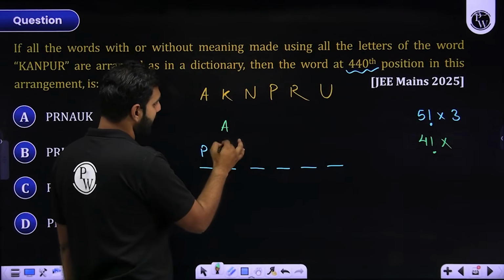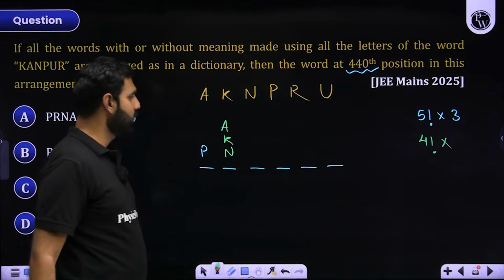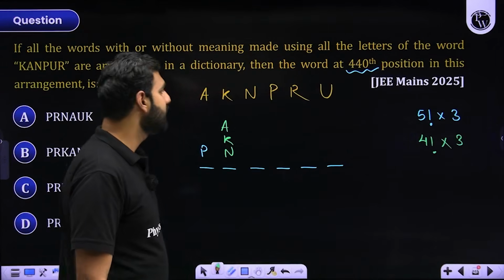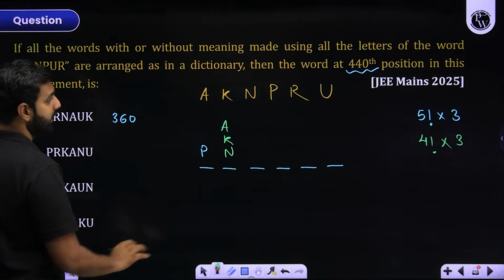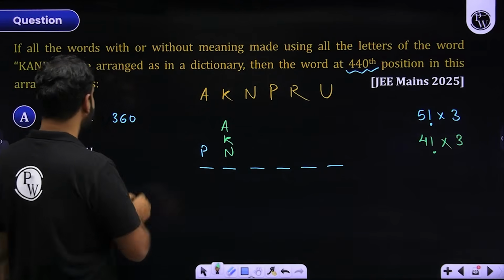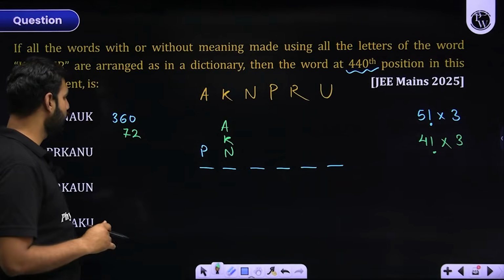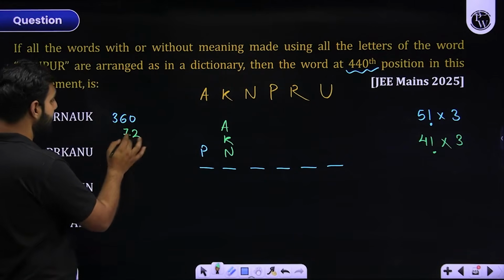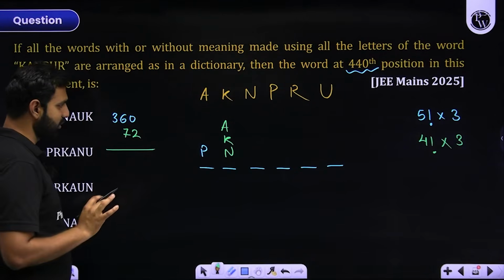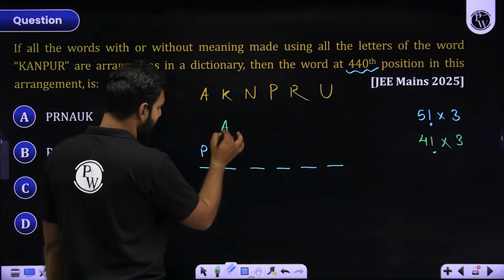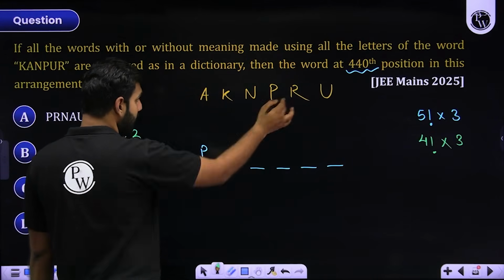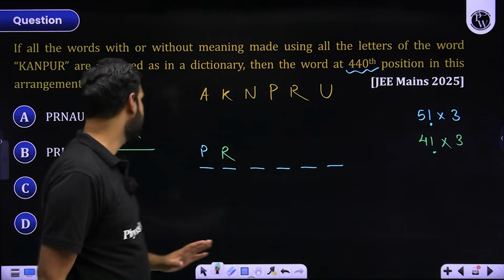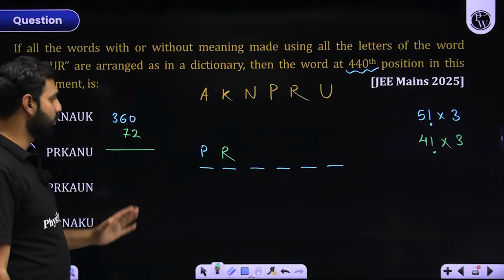After A, I'll have K and then N. For each three of them, I'll have 4 factorial choices each, which means 24 into 3, which is 72. So far, I'm very close to 440, because 360 plus 72, I have reached to an extent where A, K, N are over, and now I'll reach the R index. I hope you are comfortably understanding this particular part.